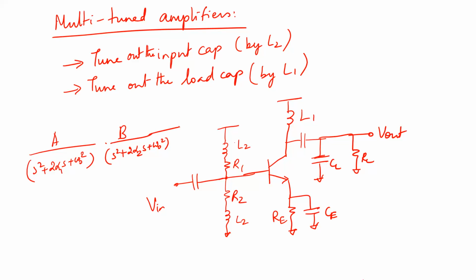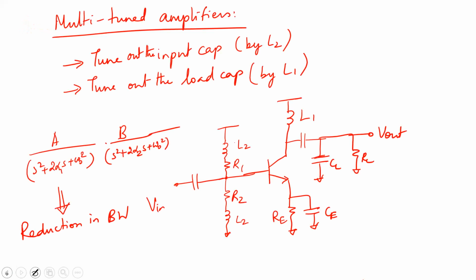You can understand this intuitively. Both are simultaneously tuned to omega naught, so you will have a reduction in bandwidth. This is to be expected, because you have two resonant networks, both tuned at the same frequency, and therefore you will have an even sharper response. It is the multiplication of two transfer functions, and therefore your bandwidth is going to be even smaller.